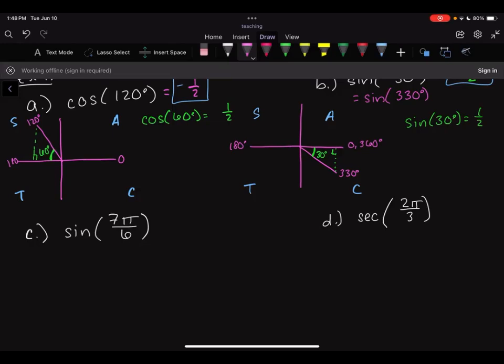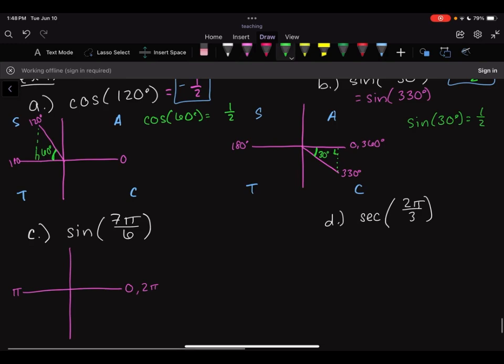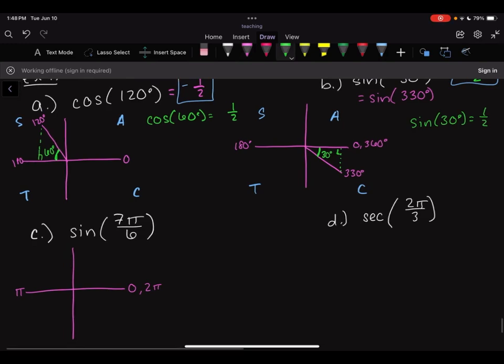All right, so 7 pi over 6. I know this is 0, I know this is pi, this becomes 2 pi. If I want a denominator of 6, I'm going to write these with a denominator of 6. So if I multiply pi by 6 over 6, I get 6 pi over 6. I'll multiply 2 pi by 6 over 6, I'm going to get 12 pi over 6. Well, 7 pi over 6 is closer to 6 pi over 6. It's actually right after it. It's going to be roughly here.